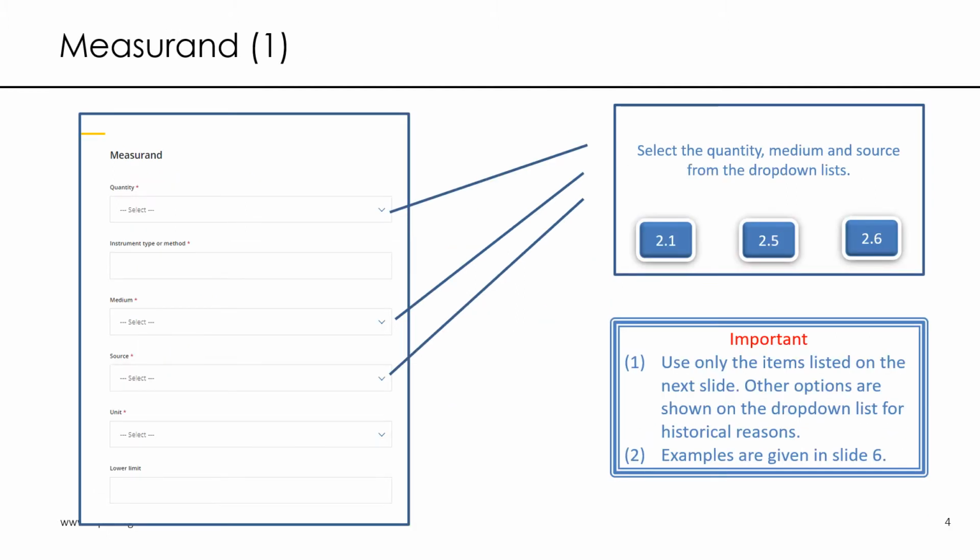Then the next step is to enter details of the quantity, the medium, and the source for the service you're offering from the drop-down lists. It's very important to use only the items that are shown on the next slide. There are other options shown on the drop-down lists, but that's only for historical reasons. And I'll give you some examples of the typical parameters to choose later.